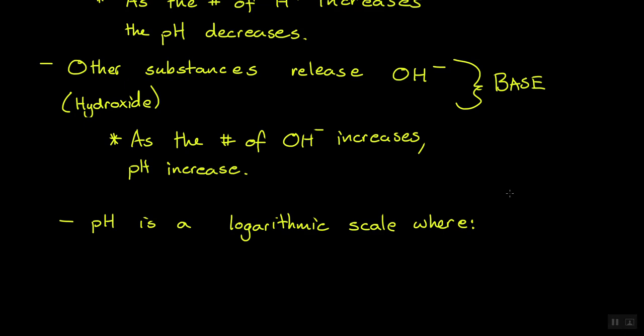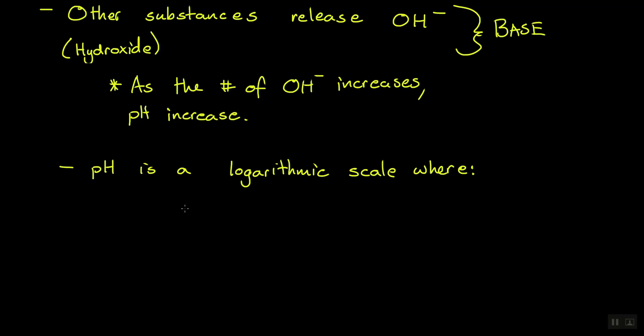Okay, pH is logarithmic. We're just going to list this out, and I'm going to leave a space to write something. pH equal to 7 is neutral. If you have something that has a pH of 7, you would not say that it's a base. You would not say it's an acid. It is exactly in between them.